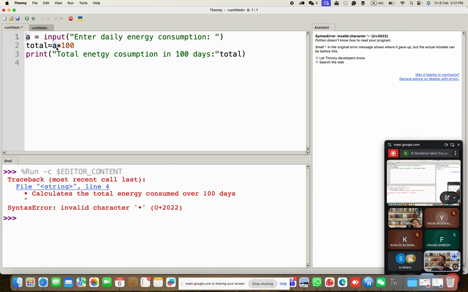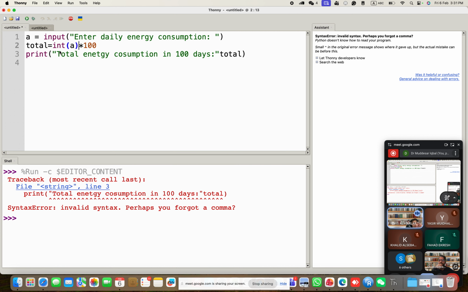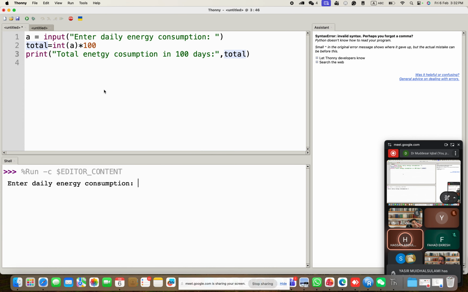And by the way, here you may have to convert it to integer. You know why? Because it's a string. Remember, what does input do for us? It takes a string. So you have to convert it to integer, right? Input with quotation, integer with no quotation. And here we have to put a comma between this message and this.